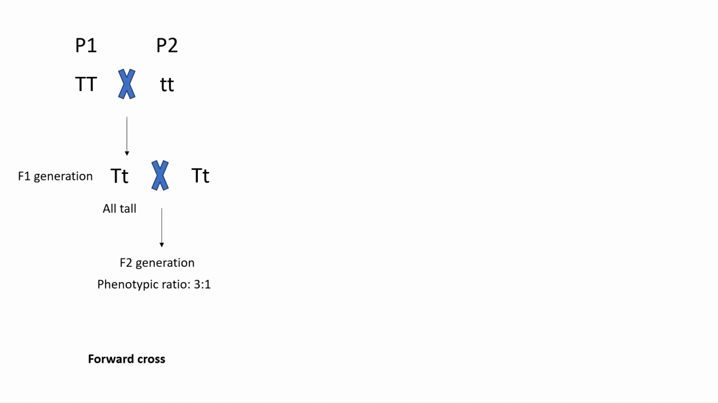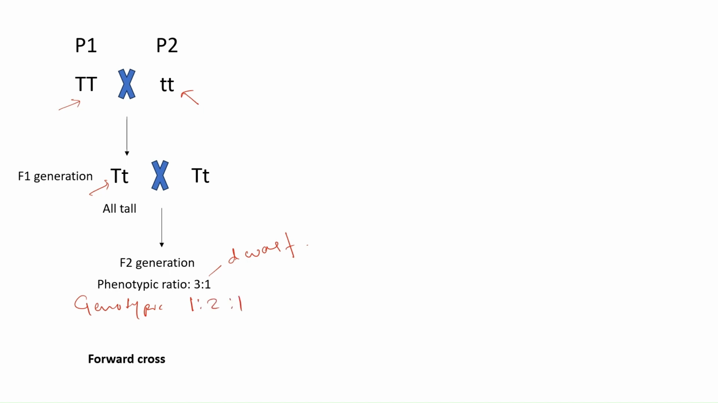So till now, whatever we studied is a forward cross. What is a forward cross? In which two parents, one with dominant phenotype and another with recessive phenotype, are crossed to get the F1 generation with genotype capital T small t, where all the offspring of the F1 generation are tall. Now, when F1 generations are crossed, we get the F2 generation with the phenotypic ratio of 3:1. That means 3 tall and 1 dwarf. And the genotypic ratio we get here is 1:2:1. So this is our forward cross.